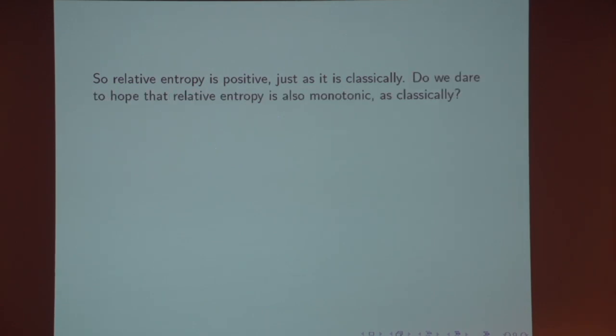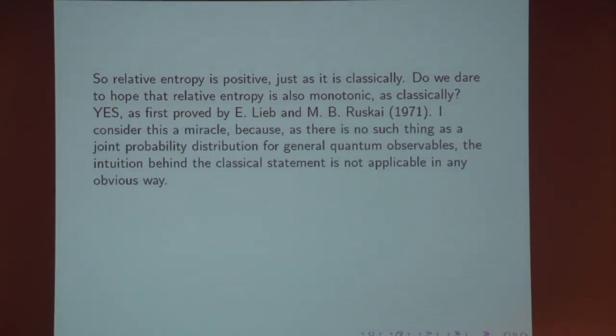Well, do we dare to hope that relative entropy is monotonic as it is classically? Well, the answer is yes, as first proved by Lieb and Ruskai. And I consider it kind of a miracle, because since there's no such thing as a joint probability distribution, the intuition behind the classical statement is not applicable.